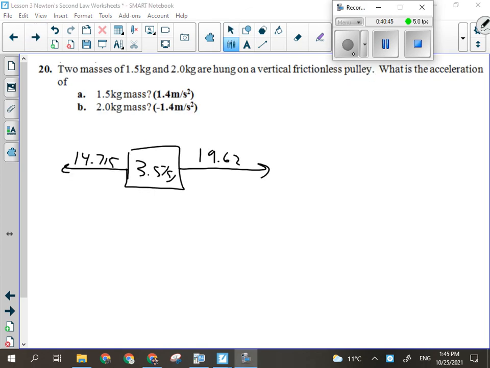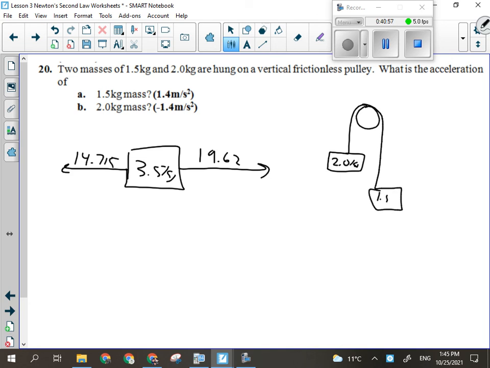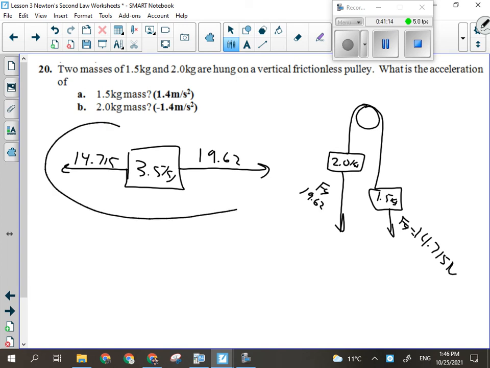If you're working on 20, remember that the way that 20 sets up is it's actually a pulley like this, where we have a 2.0 kilogram mass and a 1.5 kilogram mass. Obviously, they're both going to have a force of gravity acting on them. This one here is the 14.715 newtons. This one's the 19.62. So that's why we simplify the diagram to look like that. The net force is pulling on 3.5 kilograms of mass.